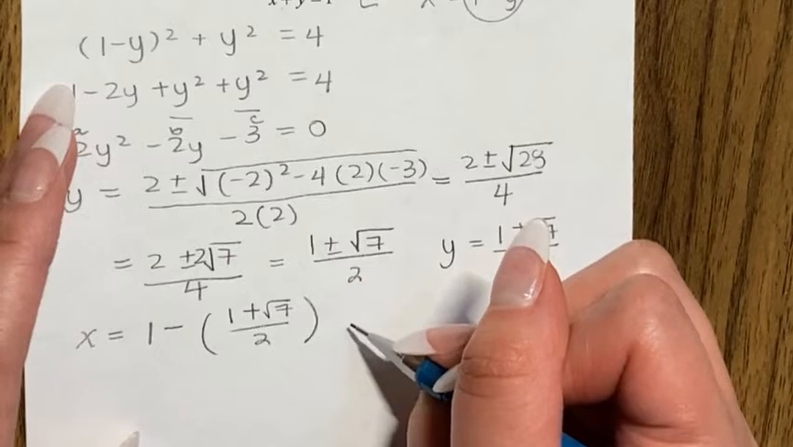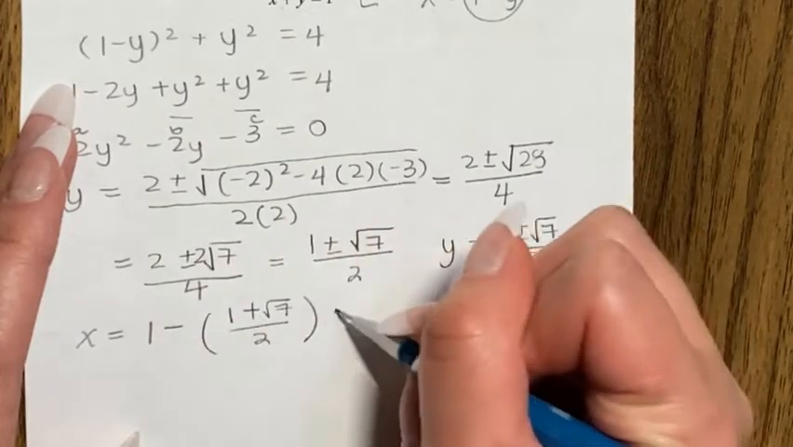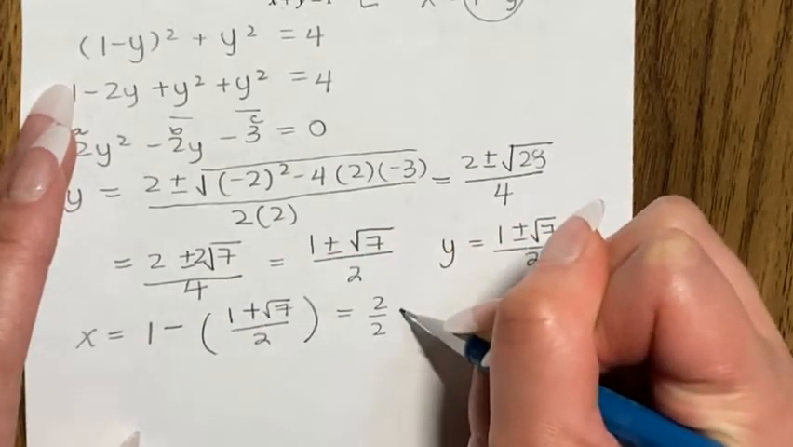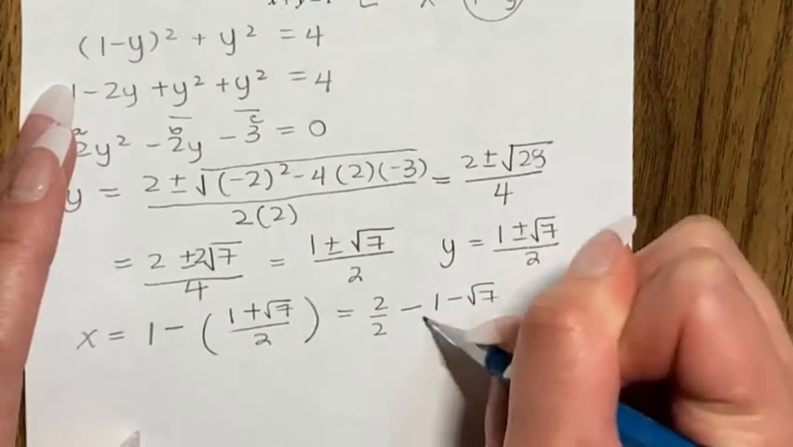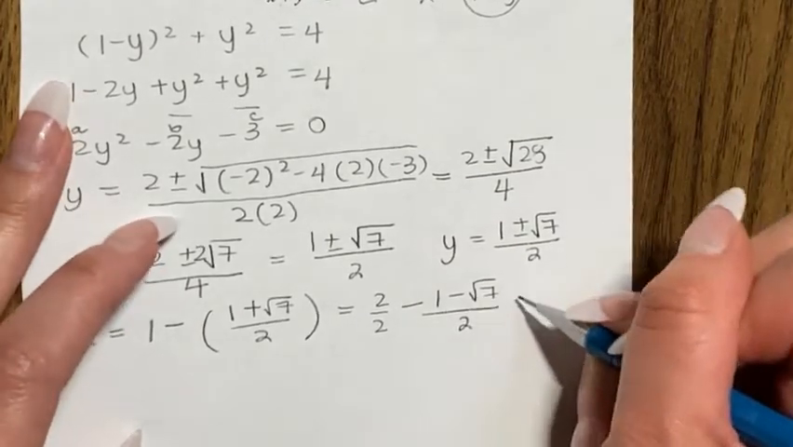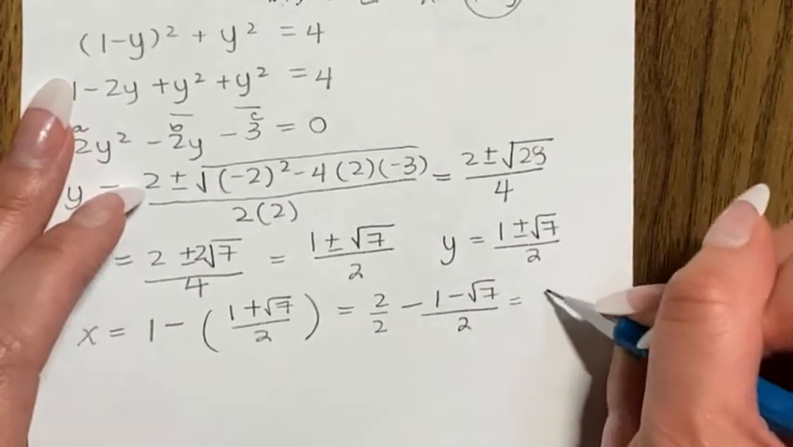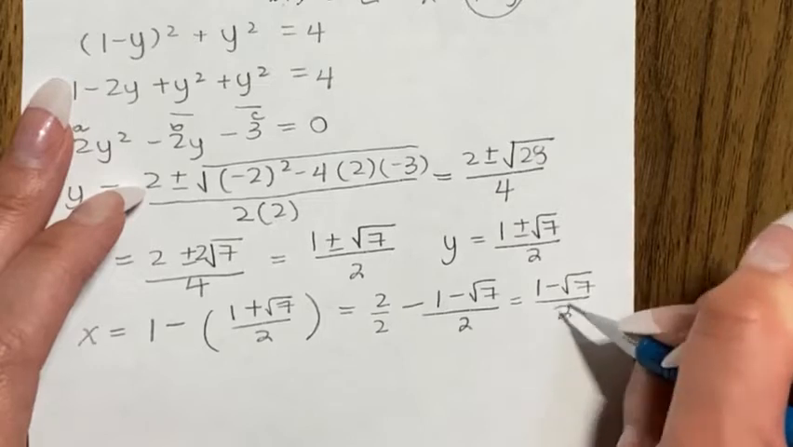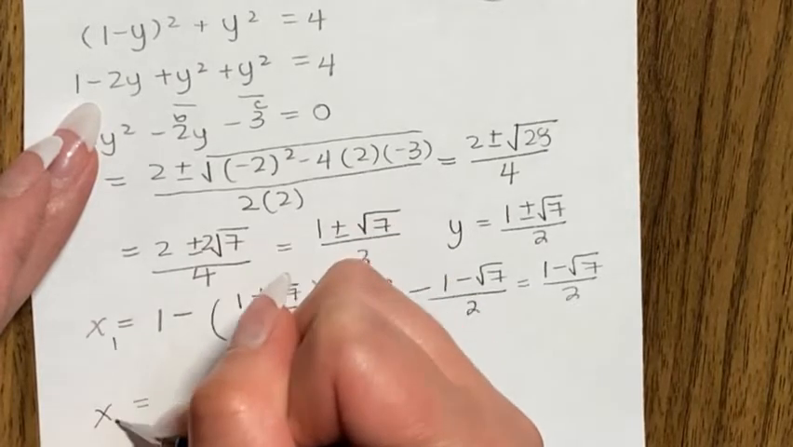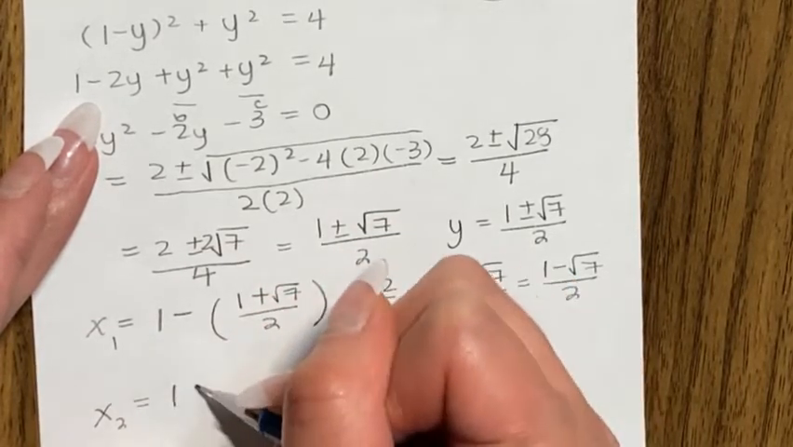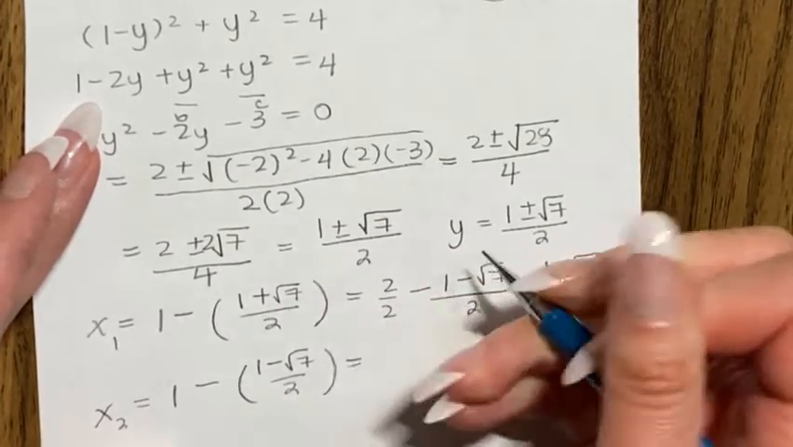So what do you have here? Well, when you combine like terms, this is a 2 over 2, if you want to see it with all the details. You distribute this one here, and then all of this has the 2. So you can combine this one with this one, and this is going to be 1 minus root 7 divided by 2. And then when I substitute the other, this is x1, my x2 is going to be 1 minus, and you know that it's 1 minus root 7 divided by 2. So this is going to be equal.